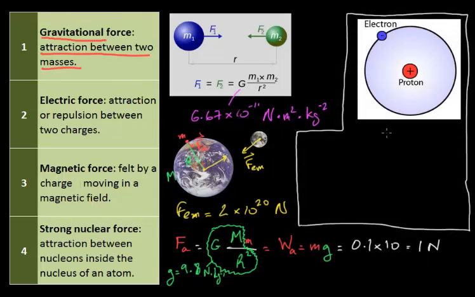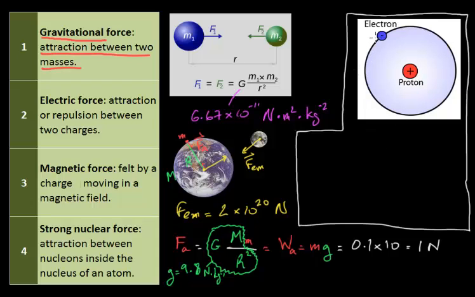Now let's take a look at the hydrogen atom, which has an electron and a proton. What do you think is the gravitational force between the proton and the electron? Pause this video and try to find the answer on your own by Googling the data that you need. Okay, so here's the answer.